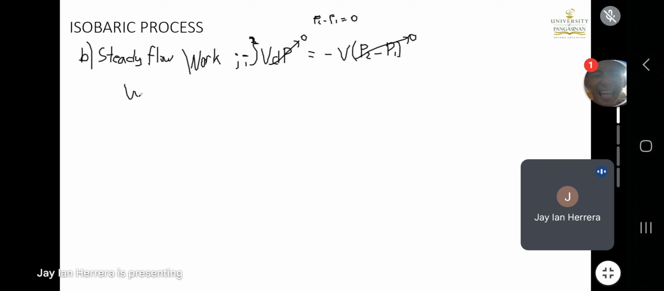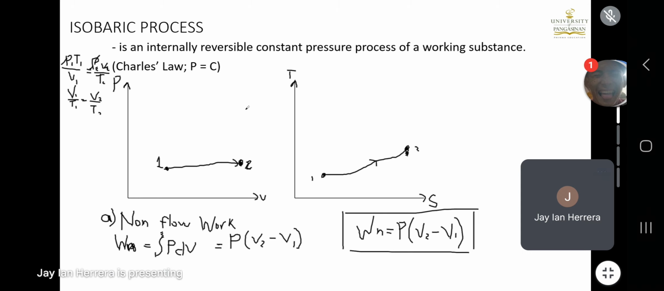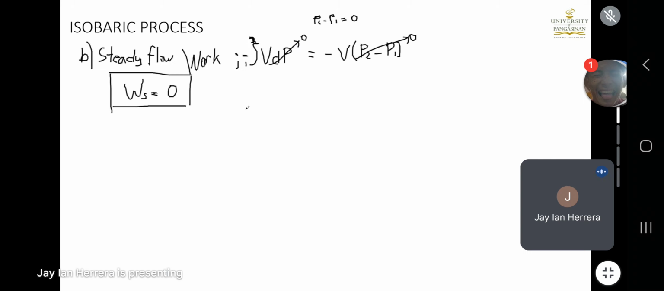So for work steady flow under isobaric processes, our work steady flow is always 0. It's the opposite of the isometric process; they are always interchangeable, so they are opposites. Under steady flow work, the isobaric is zero, but it has flow work. While for isometric, the flow work is 0 and the steady flow work is the one that has a value.